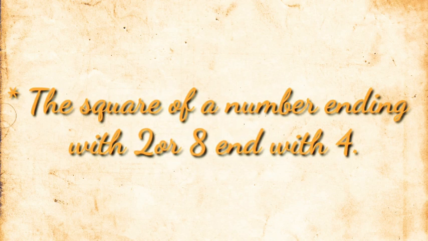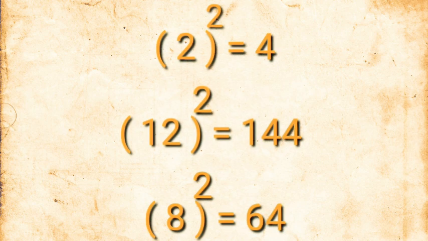So next property, that is the square of a number ending with 2 and 8 ends with 4. किसी भी जो भी नंबर है, नंबर एंड कर रहा है 2 से या 8 से, तो उसका स्क्वायर करोगे तो आंसर आपका आएगा, वो लास्ट डिजिट क्या होगा, 4 होगा। जैसे 2 स्क्वायर इक्वल्स टू 4, 8 स्क्वायर 64 ends with 4, 12 स्क्वायर 144 ends with 4. So all the numbers ends with 2 or 8 having the square number ends with 4.